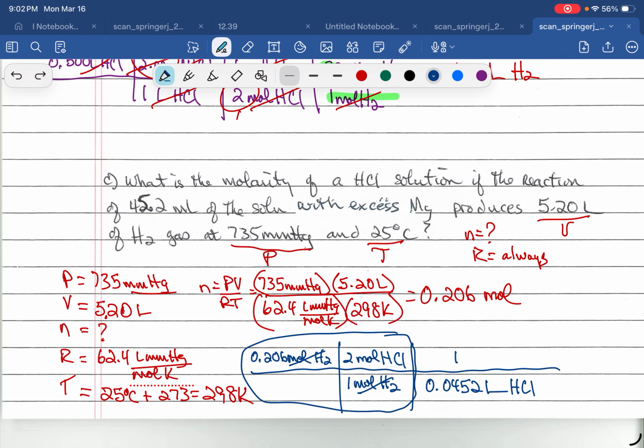So I'll just stop at this point, punch everything into the calculator. 0.206 times 2 divided by 0.0452. And I get 9.1150442478, which would round to 9.12 molar HCl solution, which does match with what the book has as the answer on page 397.